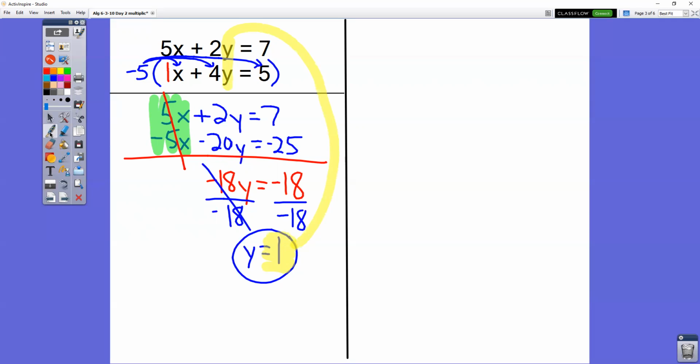So when I go to sub it in, I'm going to have 1x plus 4y equals 5. I'm going to take this 1 and sub it in for y. So instead of 4 times y, I have 4 times 1. And again, you could have subbed it into the upper equation if you wanted to. I just thought the bottom equation looked a little bit easier. 4 times 1 is just 4, so I have 1x plus 4 equals 5.